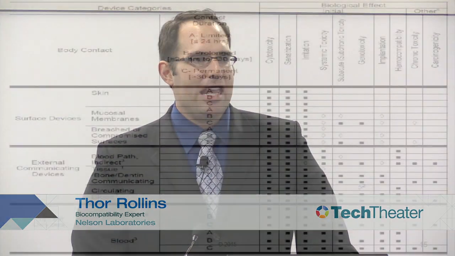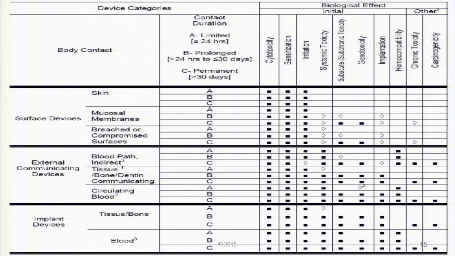The next one I always get questions on, which is the duration of contact. So according to ISO, if it's less than 24-hour contact, it's an A. If it's between 24 hours and 30 days, it's a B. Anything over 30 days is permanent. And yes, we think more than 30 days is a permanent contacting device. What people get confused at though is just not one contact. It's repeated contact you have to think about too.